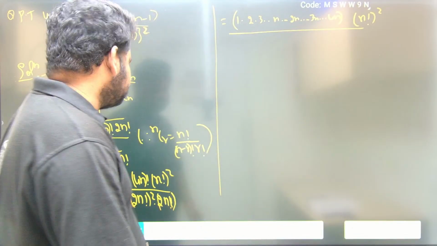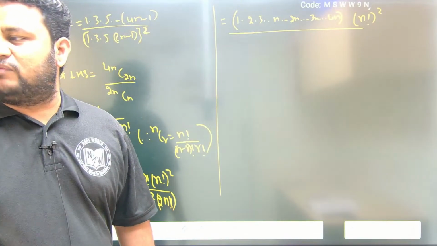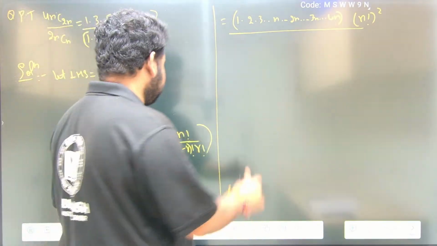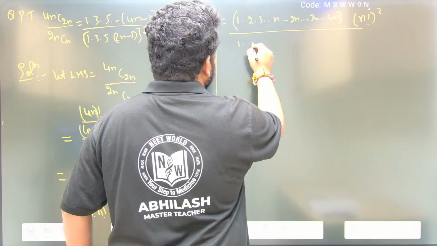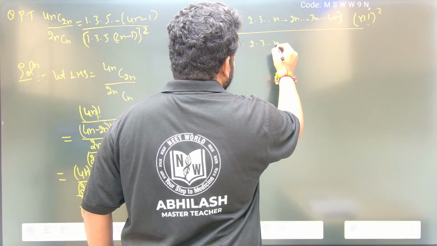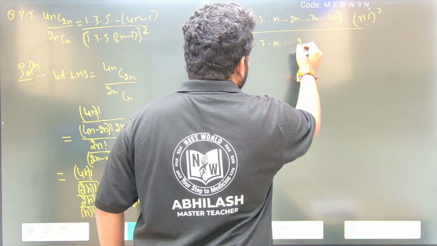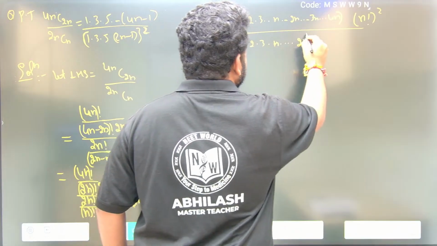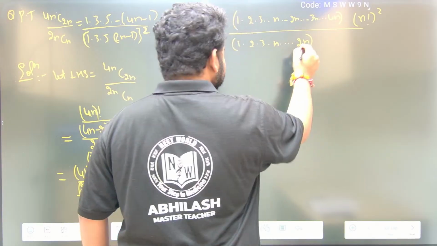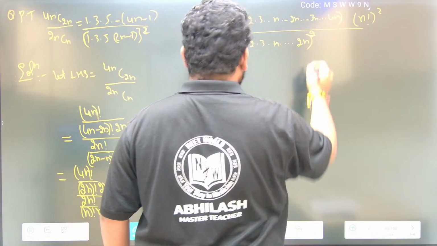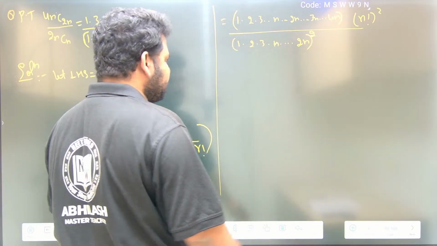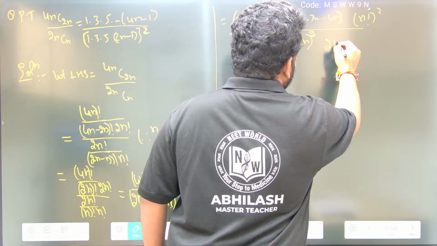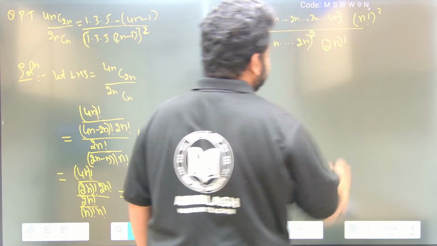Divided by 2n factorial whole square. What is the value of 2n factorial? It can be written as 1, 2, 3, up to n, then up to 2n. This is what we have, up to 2n, and the whole square should come. And here we have into 2n factorial, into 2n factorial. Write it as it is.